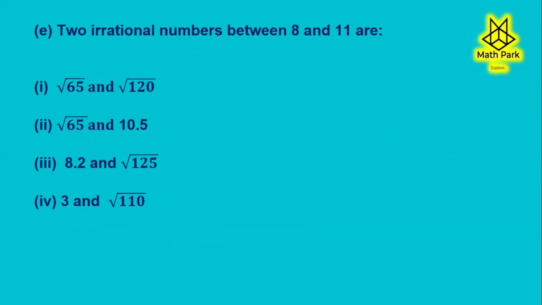Two irrational numbers between 8 and 11. Now, 8 is root of 64 and 11 is root of 121. So there are many irrational numbers between these. One of them is root 65 and root 120, which lie between root 64 and root 121. You can have multiple answers here, but among these options, this is the only correct one. This question will have multiple answers, it cannot be a unique answer over here. But from among these options, this is the correct one.